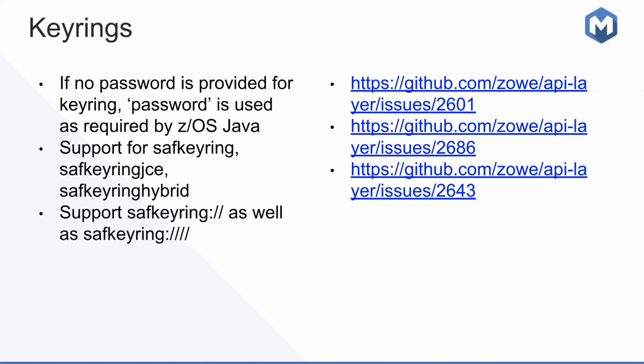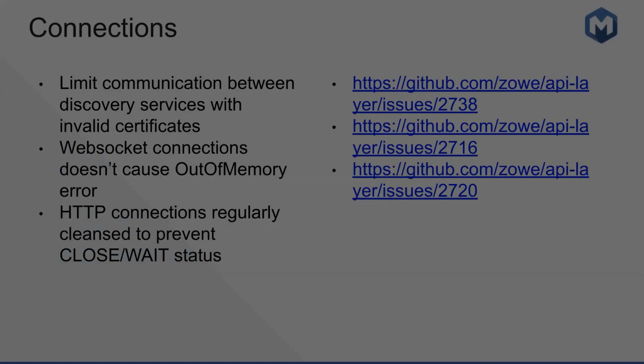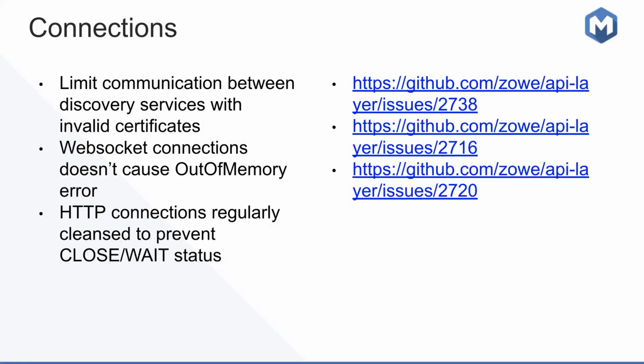So this is the first set of fixes. You can see here the specific issues that were fixed. And the second part is linked to connections. The first thing is that we are limiting the communication between the discovery services in the HA mode when the certificates are incorrectly set up. So unlike now, where you will get a communication every second, you will get a communication only once every 30 seconds with the prolonging interval.